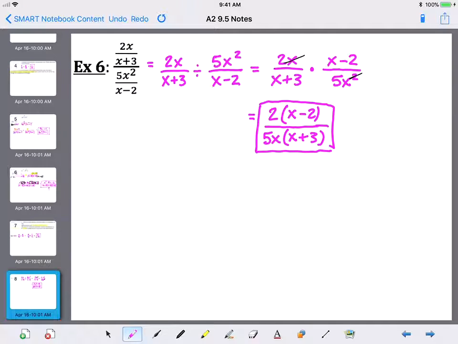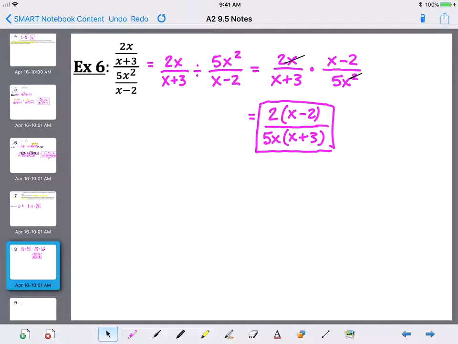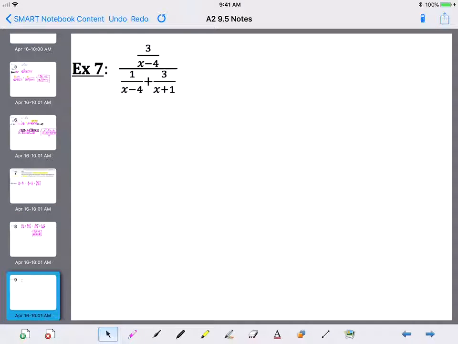All right, one more example here, and this one is a tough one. Lastly, whenever you have an addition problem in either the numerator or the denominator, that's what you've got to do first. So what we need to do is rewrite 1 over x minus 4 plus 3 over x plus 1 into a single fraction.